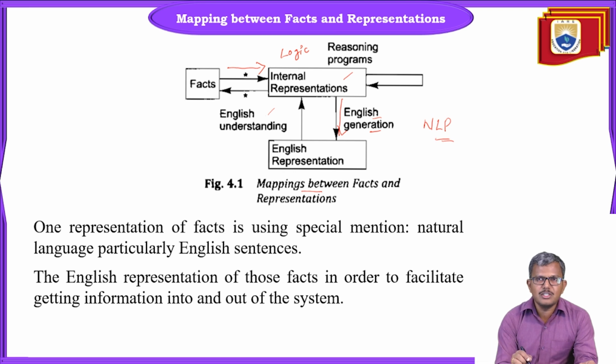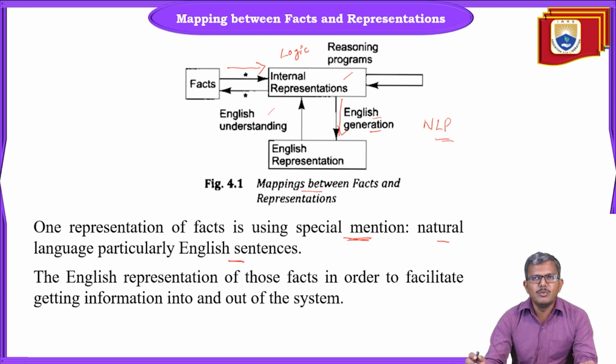Okay, so the representation should be like this. Every time it should be a two-way mapping. It should not be a one-way mapping. Okay. So one representation of facts is having some special mention. What is that? Natural language, particularly the English sentences.